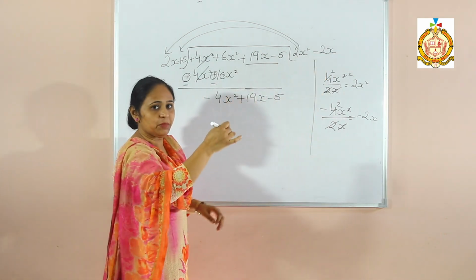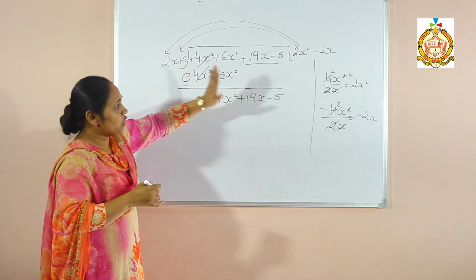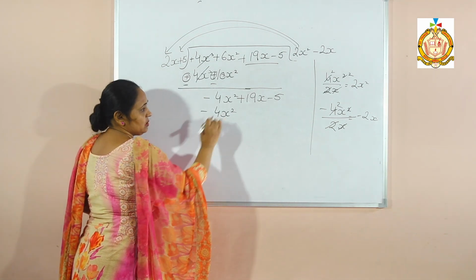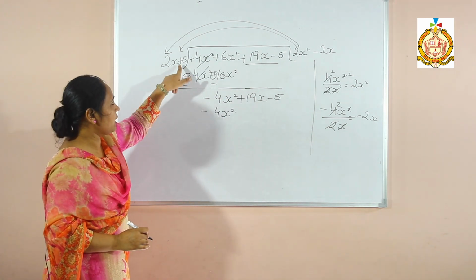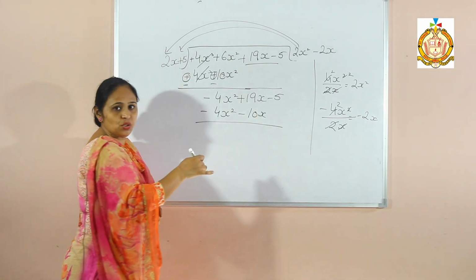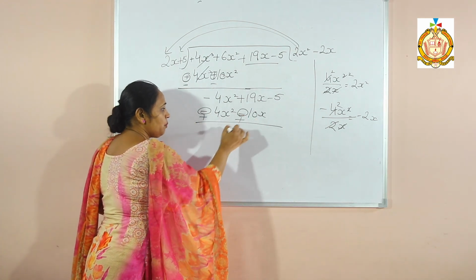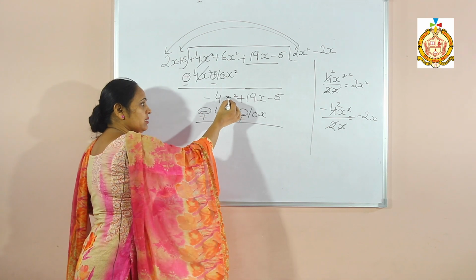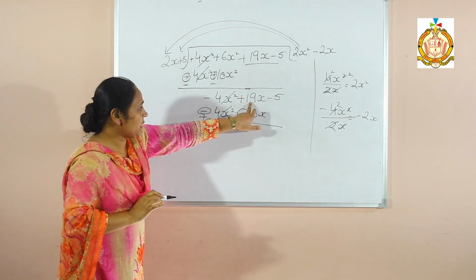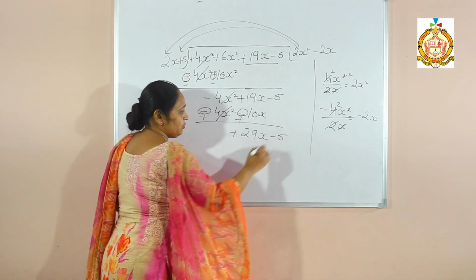Now what to do? Same concept. This will multiply with both of these. 2x multiplied by 2x becomes minus 4x square. Then minus 2x multiplied by 5 becomes minus 10x. Then again what to do? We have to change the sign. Now these negatives become positive. Now again see, this is the same statement and cancel. First always cancel. Next plus plus, it becomes 29x and minus 5.